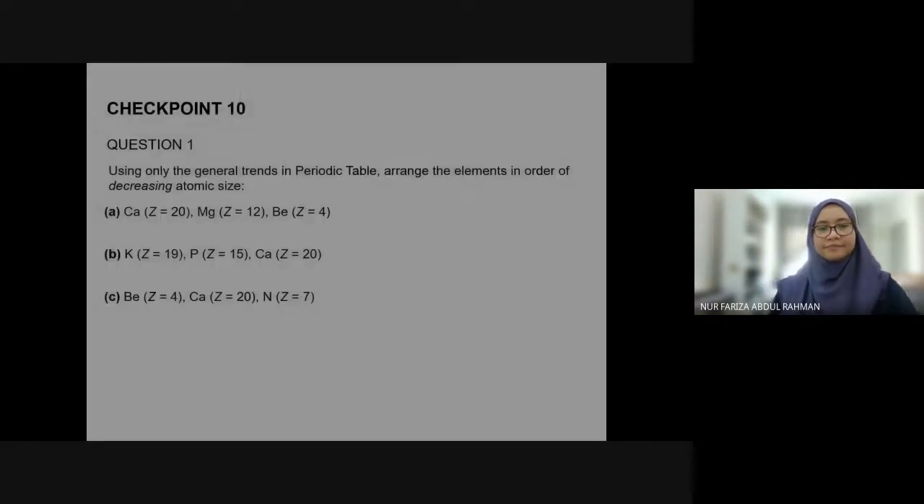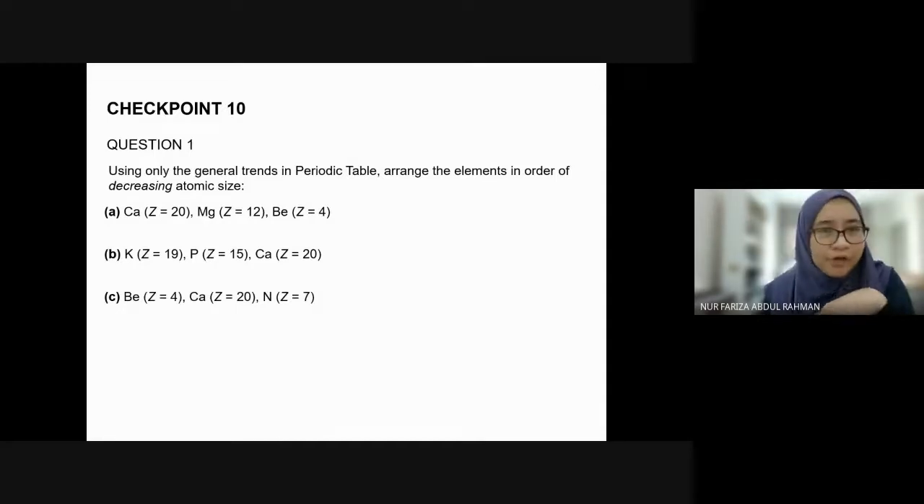Okay, alright. Okay, so please complete this checkpoint. Okay, we will discuss this later next week.